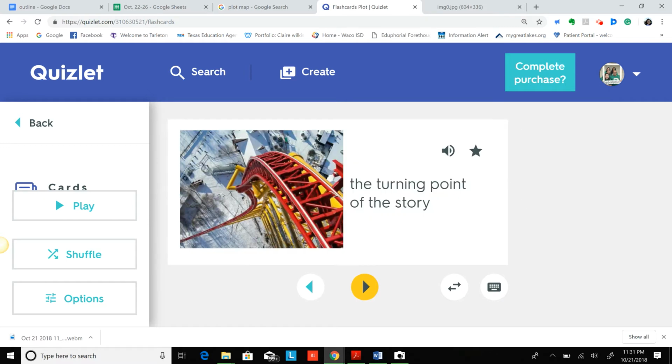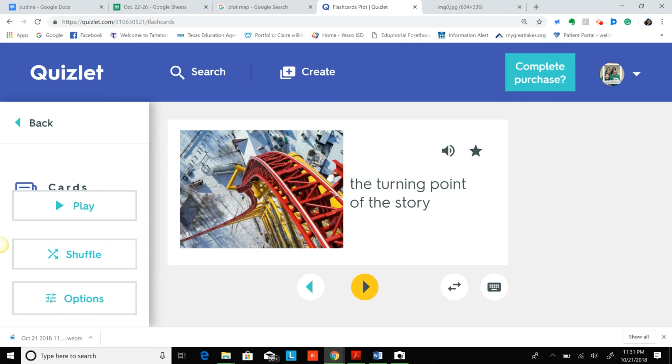All right, in the climax, this is the turning point of the story. Okay, look at the picture. You're on a roller coaster, right? I know y'all been on one, or you've at least seen one. I mean, we all went to the fair, right? So you're looking at the roller coaster, and you're at the very top part of this roller coaster, and you see where it starts to go down. Okay, this is the turning point.